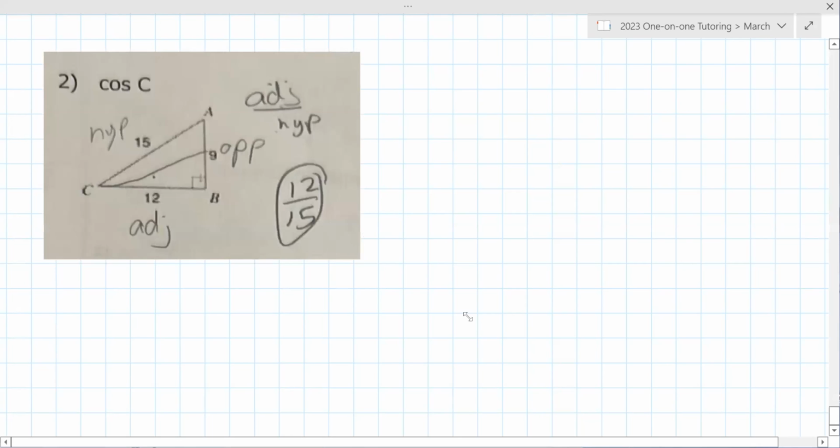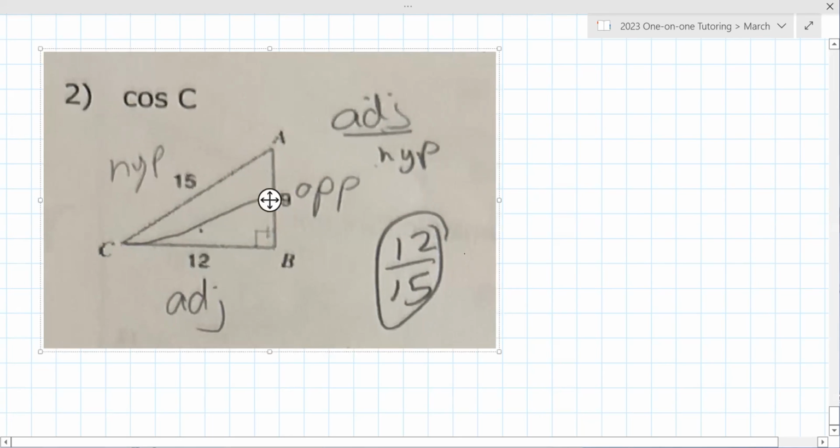Cosine C for number 2 is 12 over... so number 2 does reduce. So you want to look for that. Here, let me snip that in. So this is correct, but it does reduce. They're both divisible by 3. Oh, okay. So you're looking for 4 over 5.